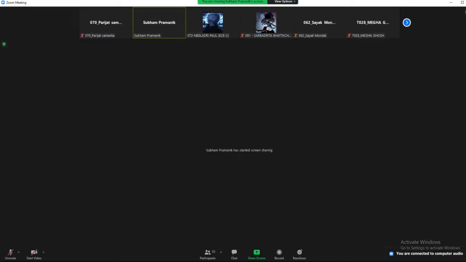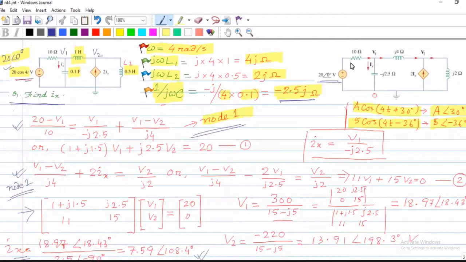That's why the equivalent circuit has been shown. 20 cos 4t means the modulus is 20, the angle is 0. But sometimes you may have a situation like this: some constant value multiplied by cos 4t plus 30 degree. Then remember it is that value with angle 30 degree. Or in this case, a negative value. So accordingly, everything will change.